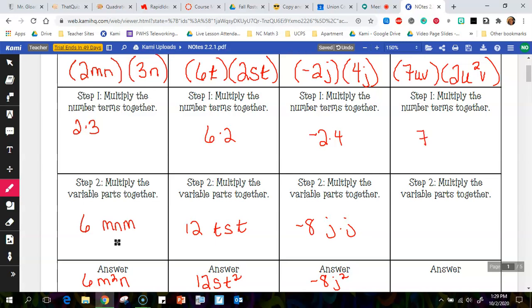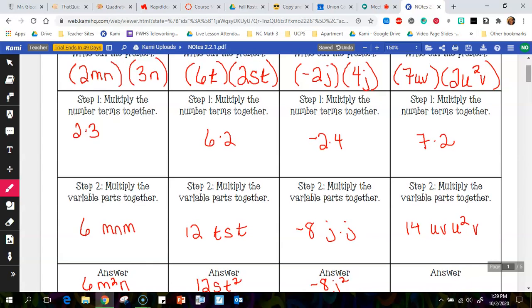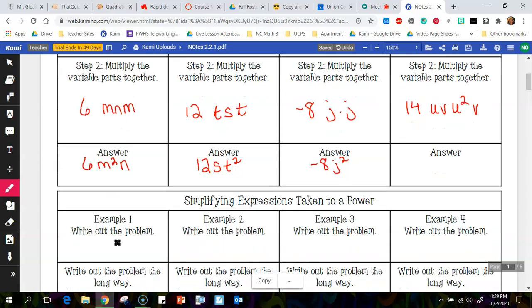Multiply 7 times 2, that's 14. And then we have u squared v. And you can write them all together like that, or you can write times in between them if you want. But the answer is going to be 14. So u comes before v, so u cubed. And we know this because this is a u to the first, this is a u squared. And when we multiply 2 variables that have the same variable with exponents, we add those exponents together. If you were dividing, you would subtract them. And then v times v is v squared. So that was a pretty easy little section.